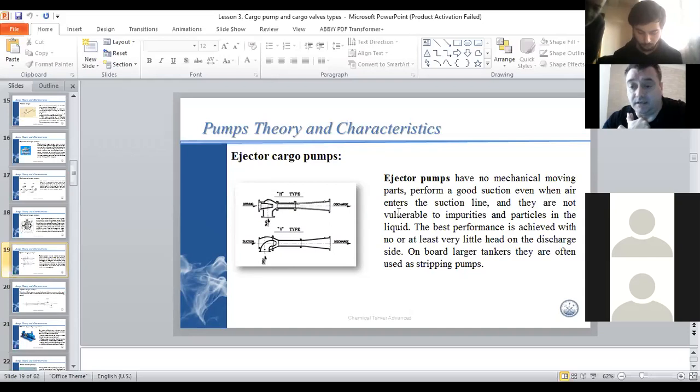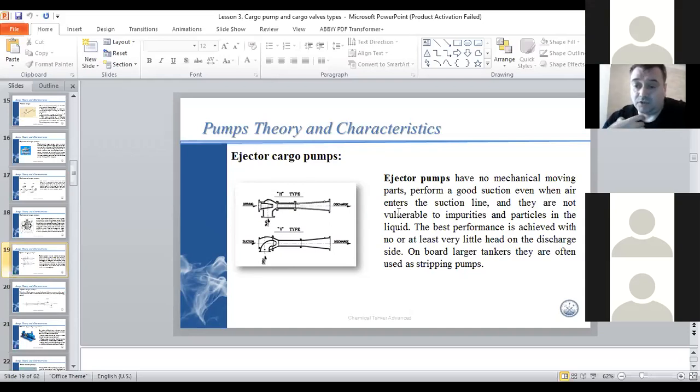And not only the tanker, maybe you will be on board a dry cargo ship or a container ship, and on any ship you will use an eductor pump for stripping the ballast. What is the principle of working of this pump? It's very easy, very simple, and very reliable. It can work all of your life. And sometimes the vessel goes to scrap, but the eductor pumps are still able to work.